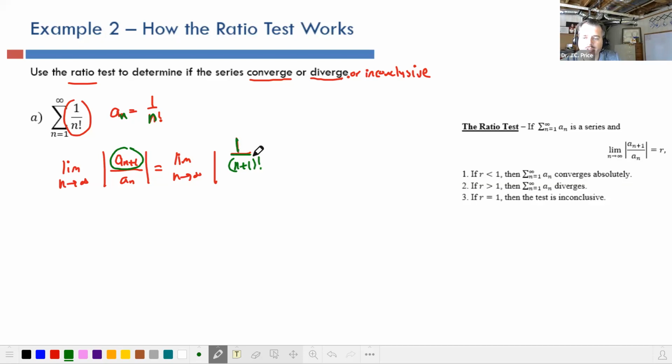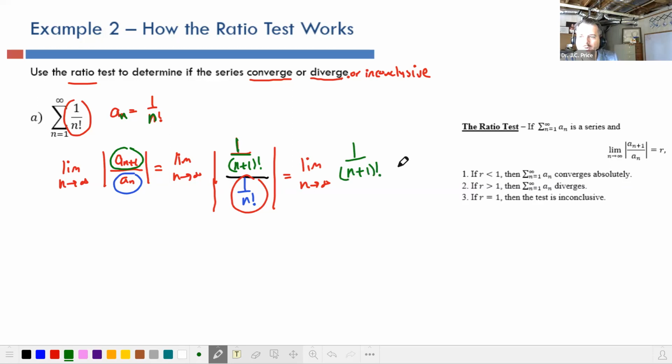And I'll write the 1 in green too. And then we're going to divide that by the nth term, and so that's just 1 over n factorial. Make that absolute value a little bit longer, put it on the other side. And so what does that equal? It's equal to the limit as n goes to infinity. And when you divide by a fraction, we just multiply by the reciprocal. So we have here 1 over n plus 1 factorial, times n factorial over 1.